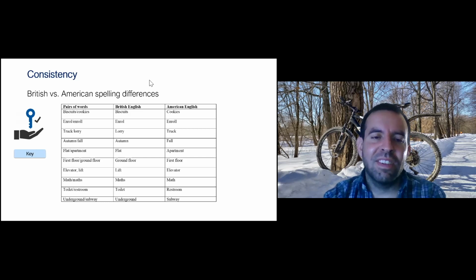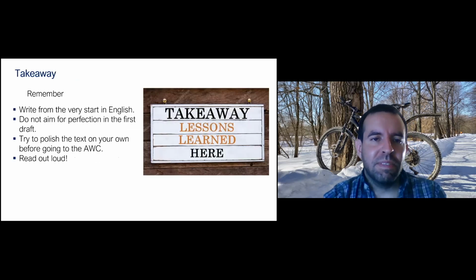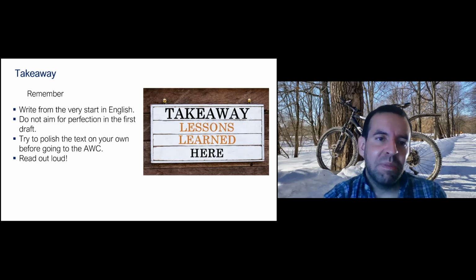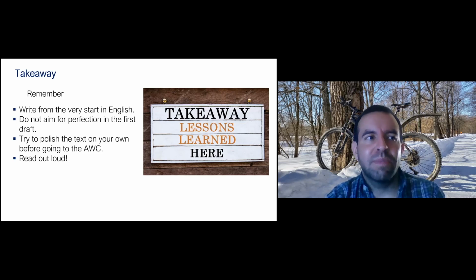Of course, this is not such a big deal, but as I said, try to aim for consistency. That's the important thing. I would like you to remember the following. This would be my takeaway from what we have covered so far. Avoid writing in Russian first in your case, or in your native language. Try to write directly in English. Do not aim for perfection in the first draft, because otherwise this can take quite a lot of time. I think it's better to start writing first and then to worry about polishing.